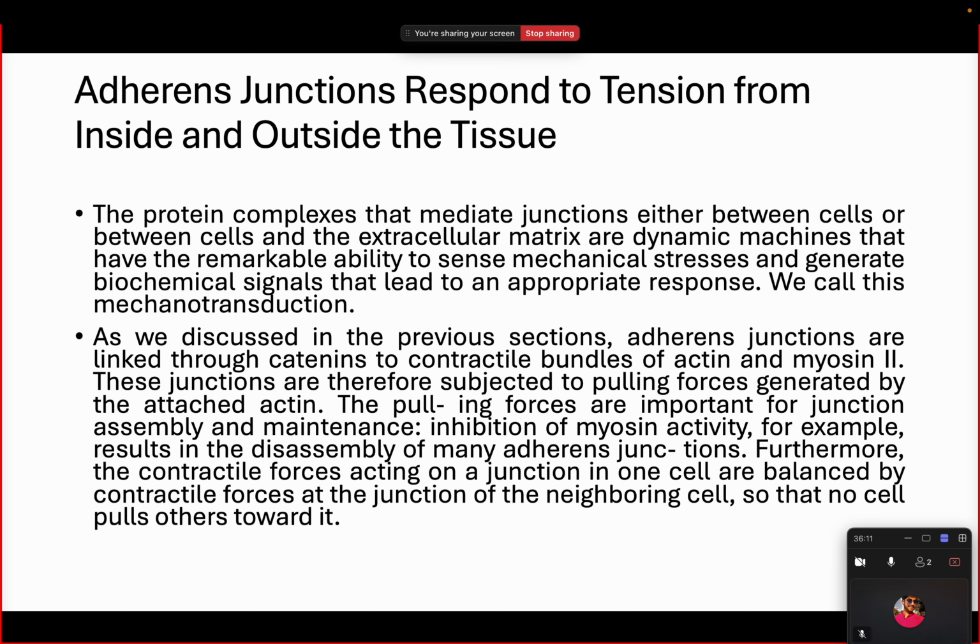Adherence junctions respond to tension from inside and outside the cell. This is pretty understandable in itself, right? The cadherin molecules which make the adherence junctions are connected via adapter proteins, and those adapter proteins are connected to the actin filament, which clearly indicates that if there is any sort of tension or mechanical stress inside the cells, the cell surface molecules such as cadherins in this case will be able to sense it, right? We'll discuss this property in the next class.